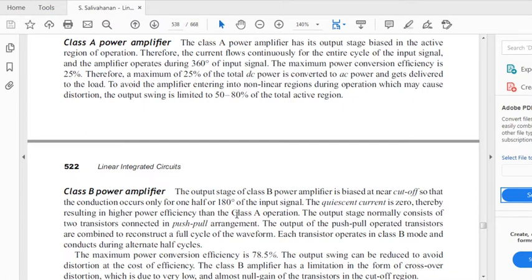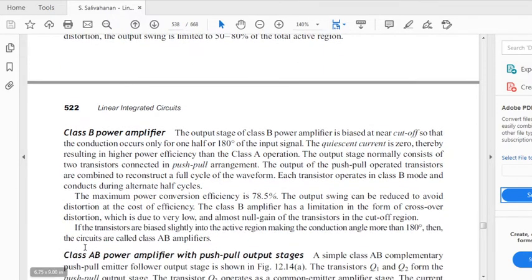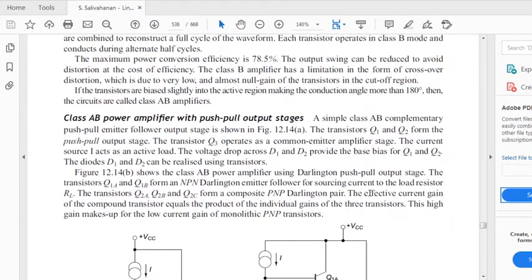So you get the advantages of class A as well as class B combined in the class AB amplifier. If you bias the transistors in such a way that they act in the active region, and at the same time have conduction of more than 180 degrees, such amplifiers are designated as class AB amplifiers.